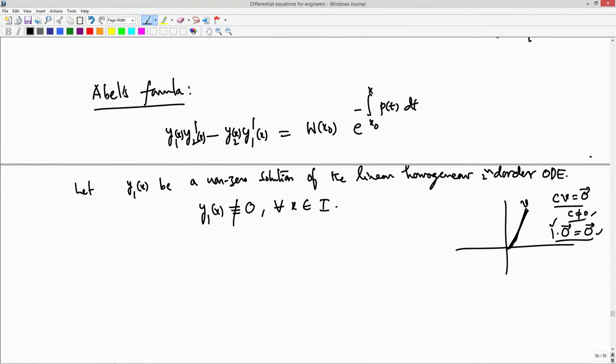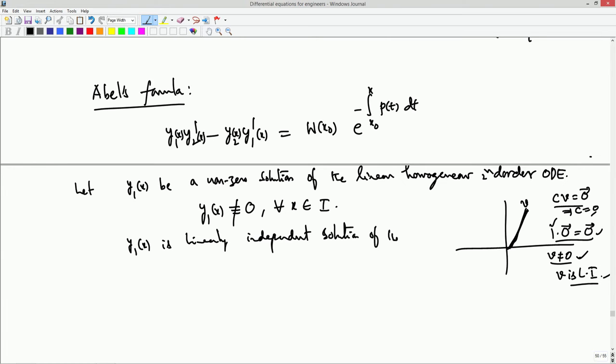Otherwise, if you cannot find such a c, that is, if c v equal to 0 implies c equal to 0, that means v has to be linearly independent. That is possible only if v is non-zero. Okay? Only if v is non-zero, you can say that the vector v is linearly independent. I write LI for linearly independent vector. So, same thing is true here. Once it is non-zero, this is a linearly independent function. So, y1 of x is a linearly independent solution of the ODE. ODE means second order homogeneous linear ODE.